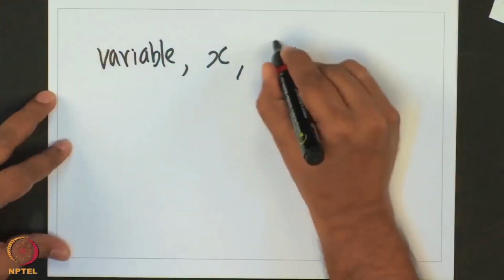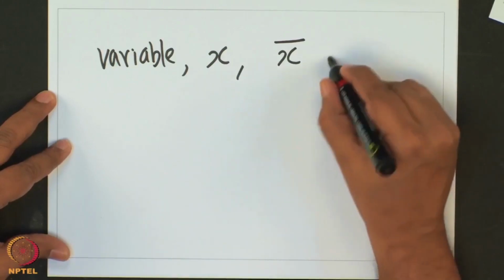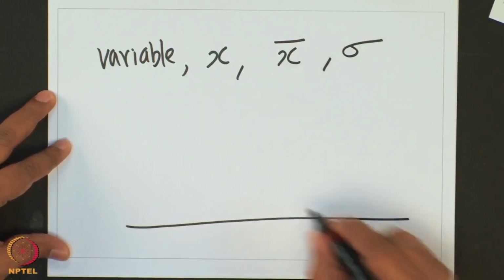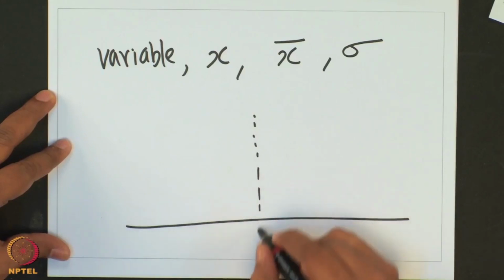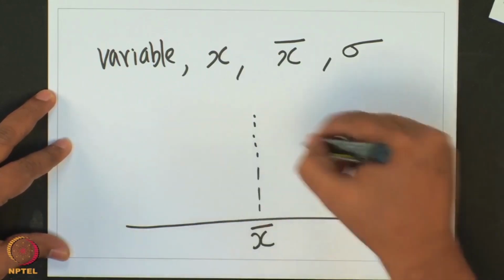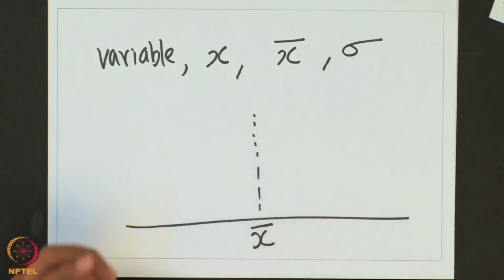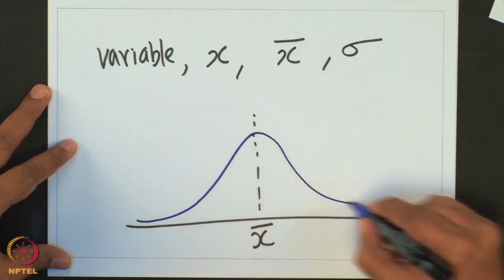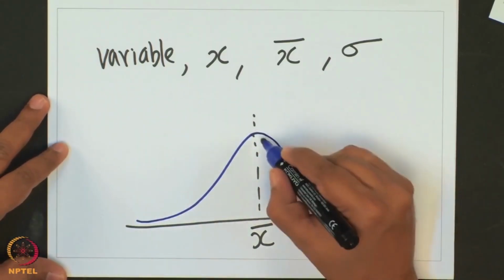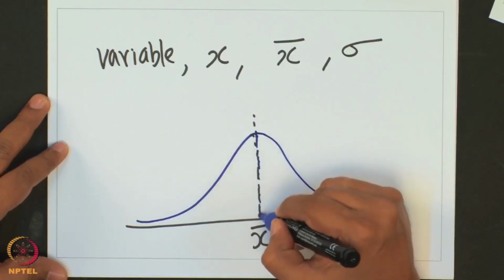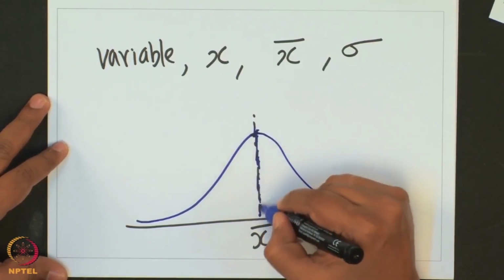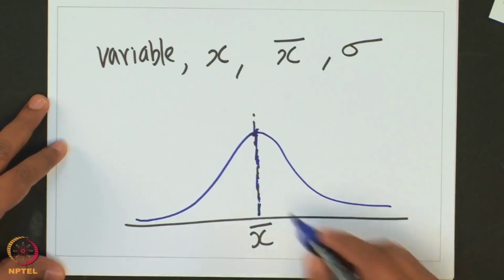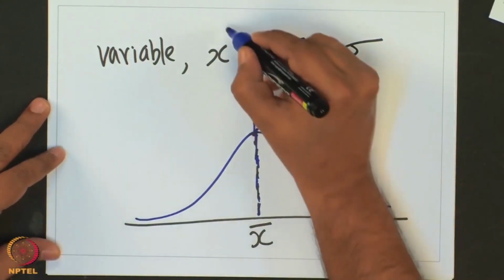So, if you have a continuous variable x and it has a mean x bar and standard deviation sigma, the assumption is that around this x bar there is a symmetric distribution. Around this, on either side, it is symmetric. If I draw something like this, it is symmetric around the mean value. This is the mean x bar, and this kind of distribution is what is a normal distribution.